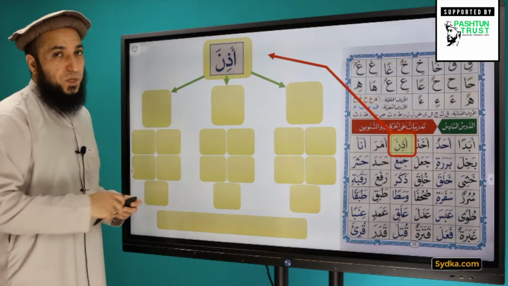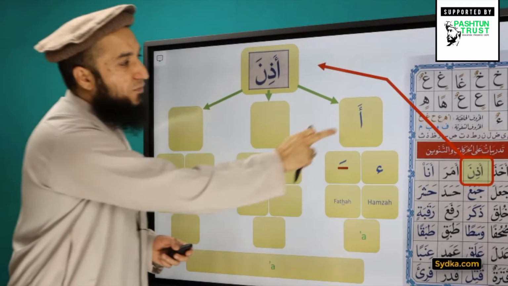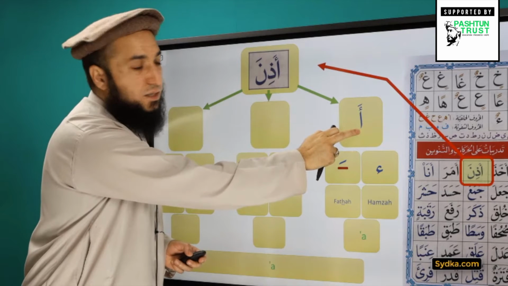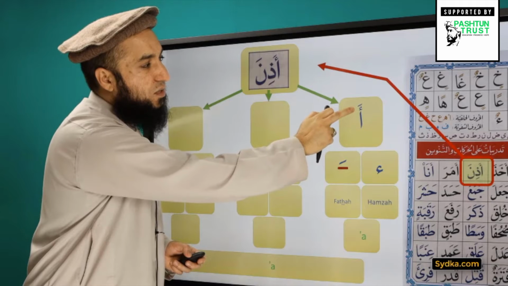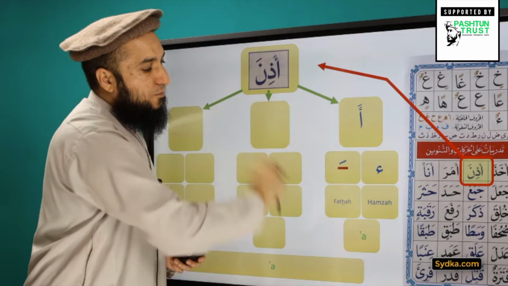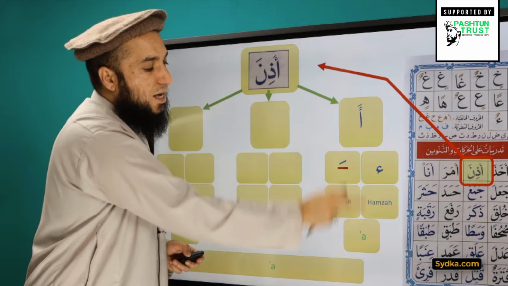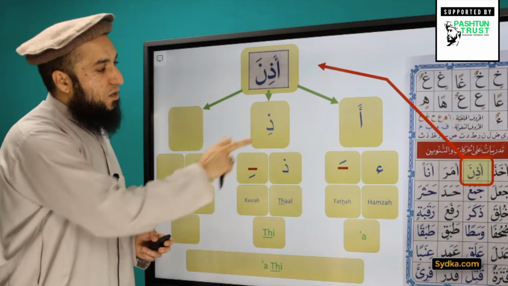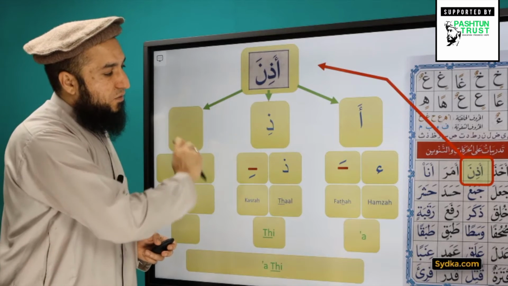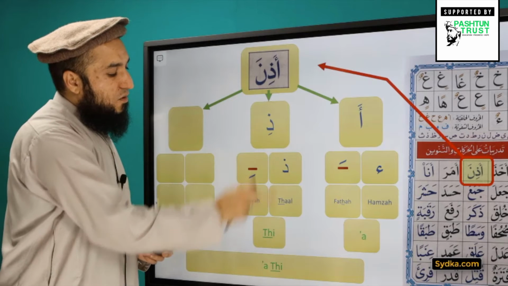The first word we have is adhina, and it has 3 syllables. The first syllable has alif, which is silent, used as a chair for hamza, and then hamza, which is not silent, and then we have fatha. Hamza, fatha, a. The second syllable is dhal kasra, dhi. The dhal is not silent, and then we have the kasra. Dhal kasra, dhi.